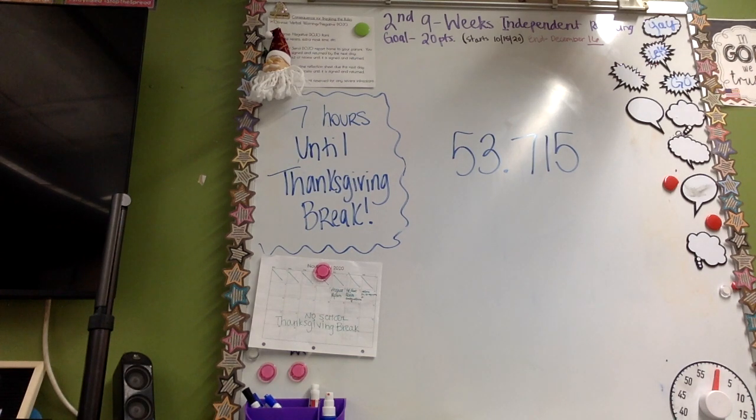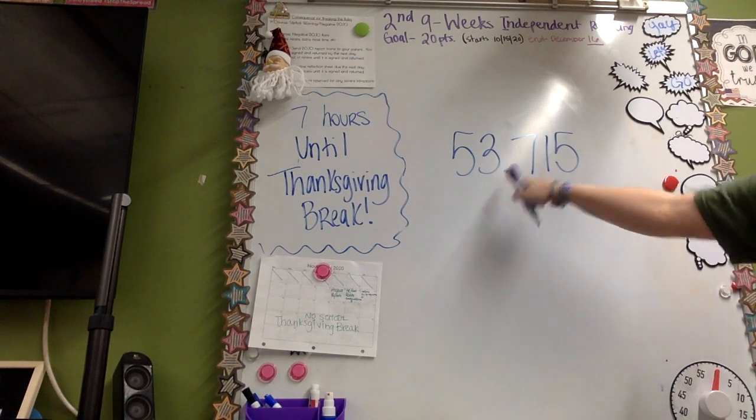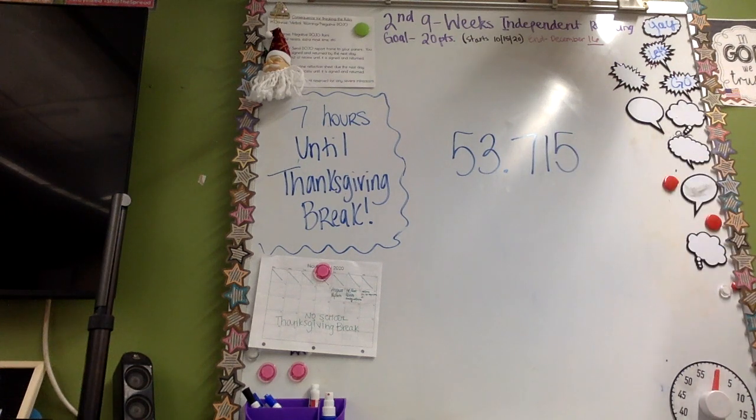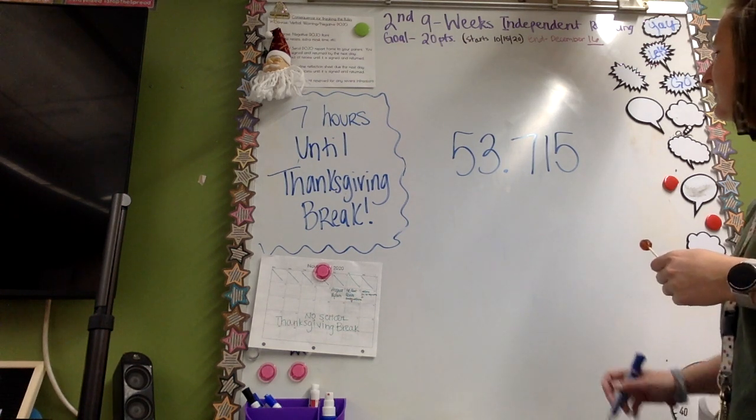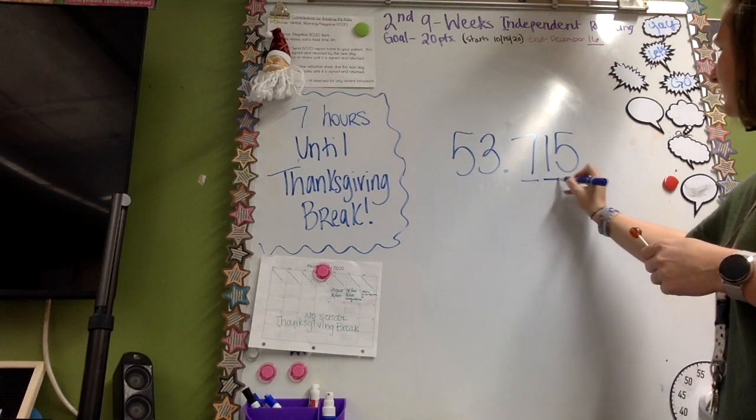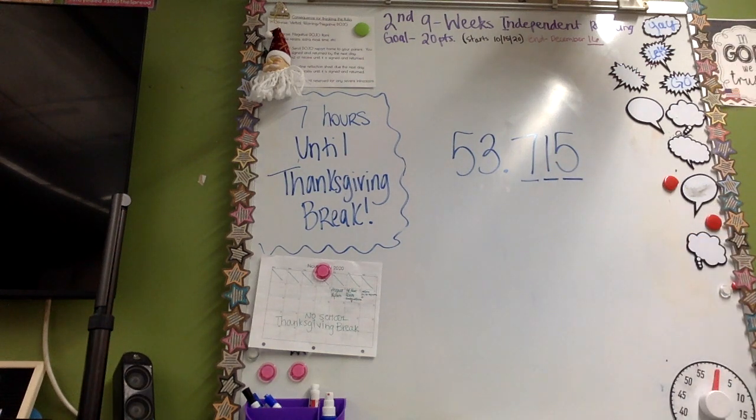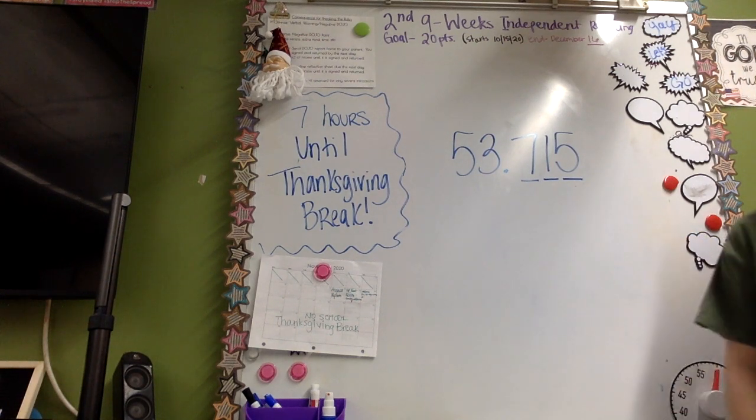All right, Ania, read that out loud to us. 5,300. No. Izzy? 53 and 715 thousandths. How do you know it's thousandths, Madison? Because it's behind the decimal and it's the 10 and thousand. You have 3 spots after your decimal place, so you know that last number is your thousandths place.